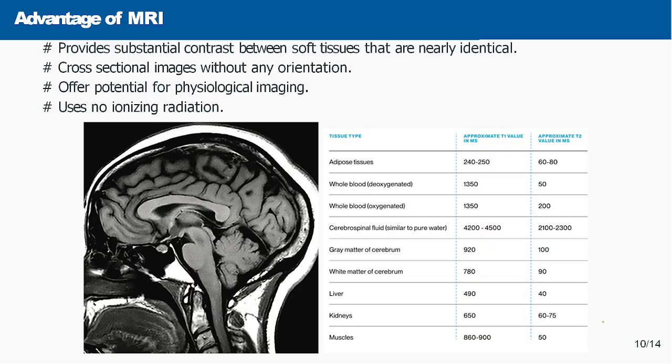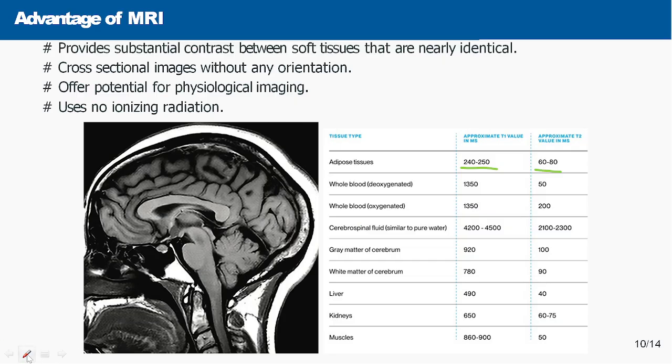For example, for adipose tissue, T1 in milliseconds is 240 to 250, and T2 is 60 to 80. As we have discussed, T1 is approximately 2.5 to 10 times T2. T1 is more.